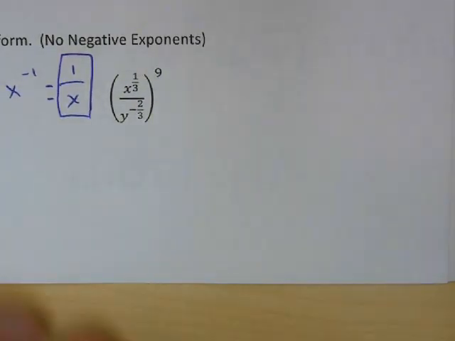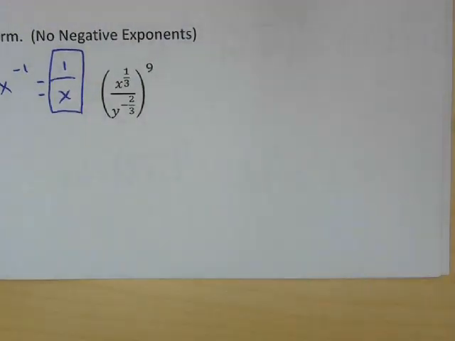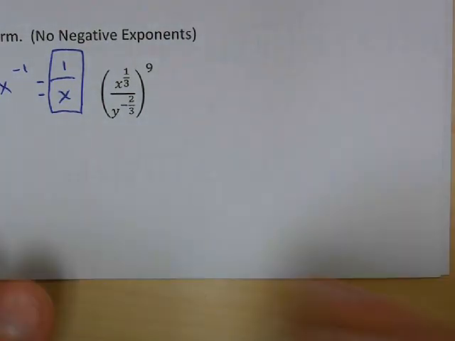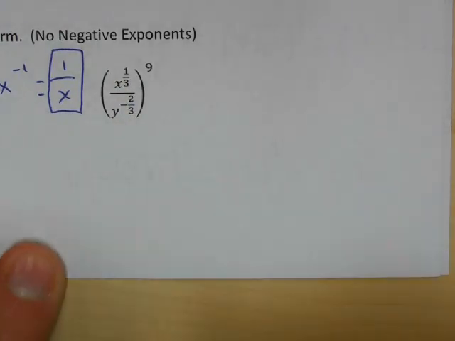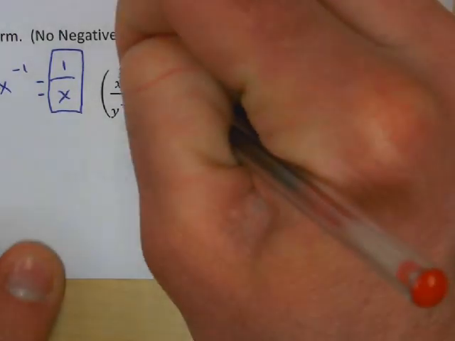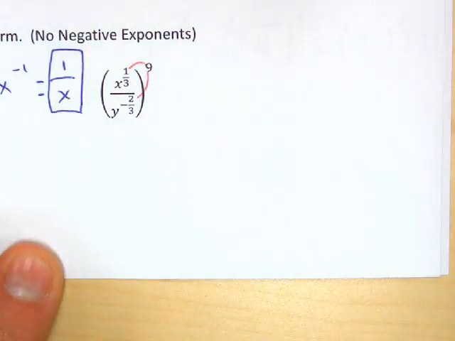All right, and then the last one here, x to the 1/3 over y to the negative 2/3, all raised to the 9th power. Okay, this time, let's do it a little bit different than we did the last one, because I can't combine these things anyways, because this is an x and this is a y, so my bases are different. So let's go ahead and distribute this exponent. I want to distribute the 9 to that exponent, and the 9 to that exponent.